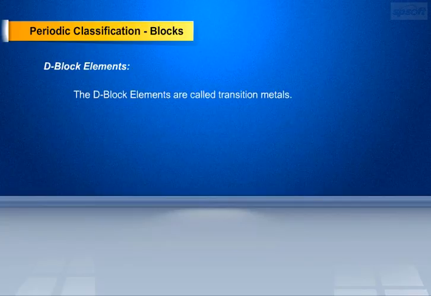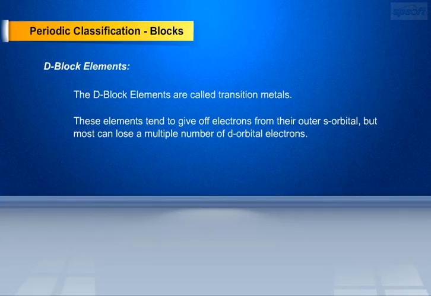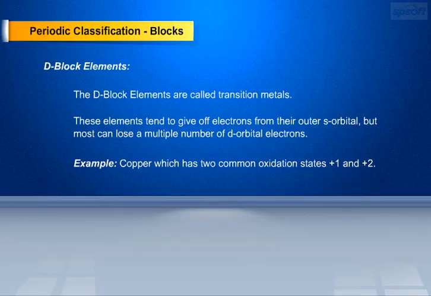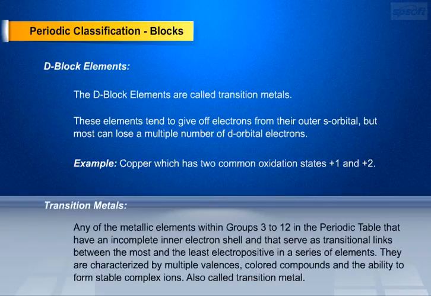D-block elements. The D block consists of transition metals. These elements give off electrons from their outer s orbital, but most can lose a multiple number of d orbital electrons, for example, copper, which has two common oxidation states, +1 and +2. Transition metals. Any of the metallic elements within groups 3 to 12 in the periodic table, that have an incomplete inner electron shell, and that serve as transitional links between the most and the least electropositive in a series of elements. They are characterized by multiple valences, colored compounds, and the ability to form stable complex ions, and are called transition metals.